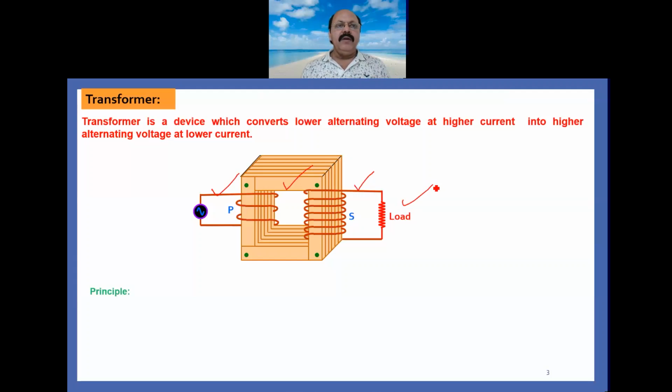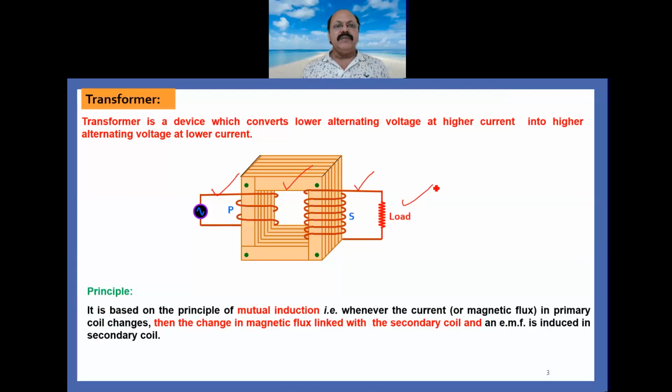Now you see the principle on which the transformer works. The working of the transformer is based on the principle of mutual induction. That is, whenever the current or the magnetic flux in the primary coil changes, the magnetic flux linked with the secondary coil changes, and hence an EMF is induced in the secondary coil. That is the principle of mutual induction, and the working of the transformer is based on it.